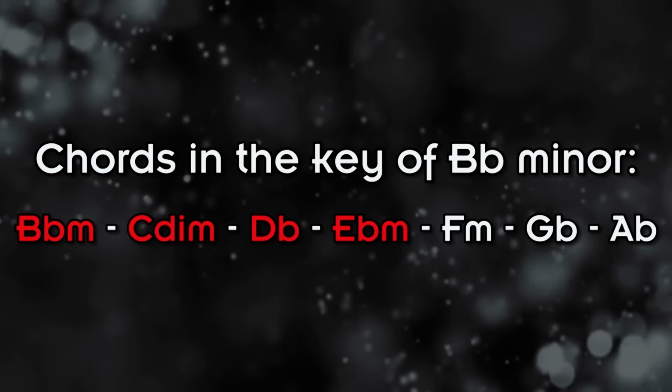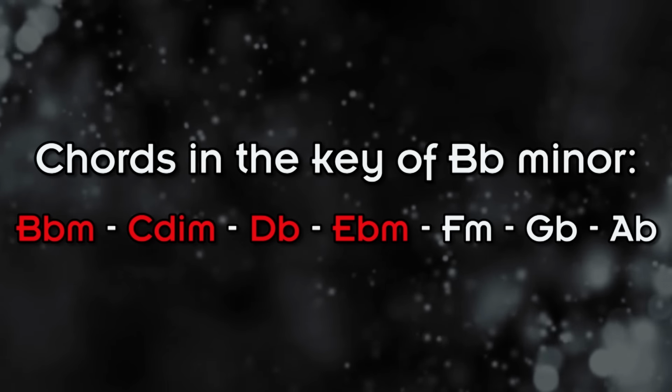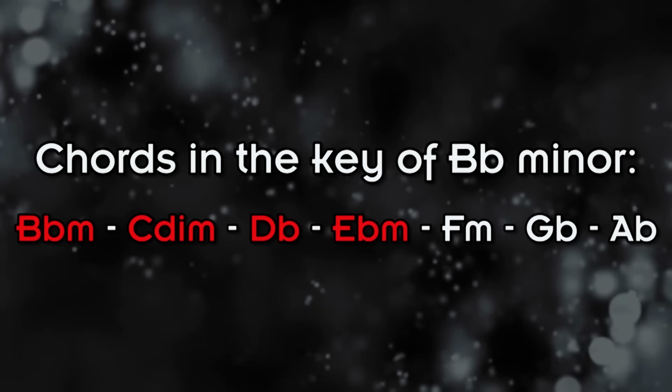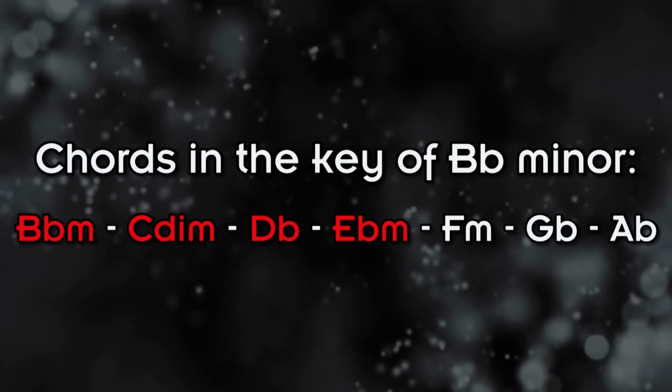So when we take a quick look at the chords in the key of B flat minor, we see that we have the B flat minor chord on the first scale degree, of course. We have the C diminished chord on the second scale degree, which is a really interesting and dissonant sound right away. So we really want to make sure to accent that in our improvised solo.